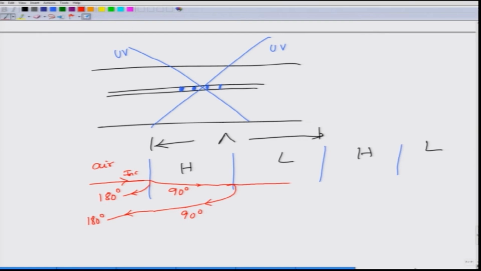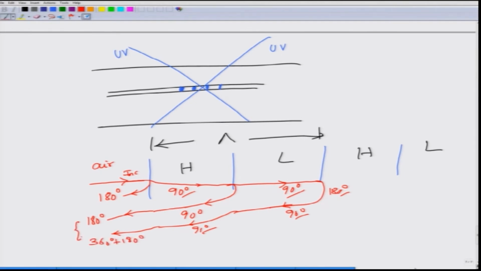This goes into the second region, picks up a 90 degree phase shift, picks up a 180 degree phase shift here, propagates back, picks up a 90 degree phase shift, picks up one more 90 degree phase shift, and then comes out. What would be the phase of this one? Add up. 90 plus 90 is 180, 180 plus 180 is 360, plus 90 plus 90. So, this is basically 360 degrees plus 180 degrees.